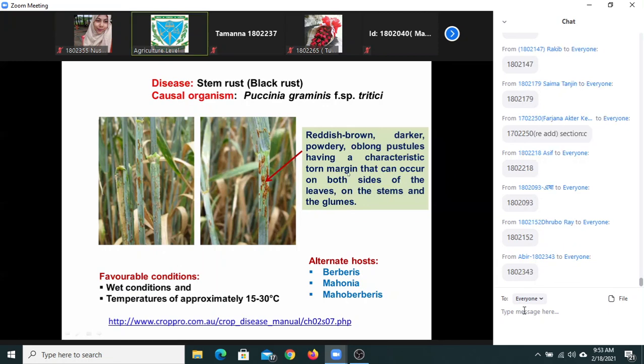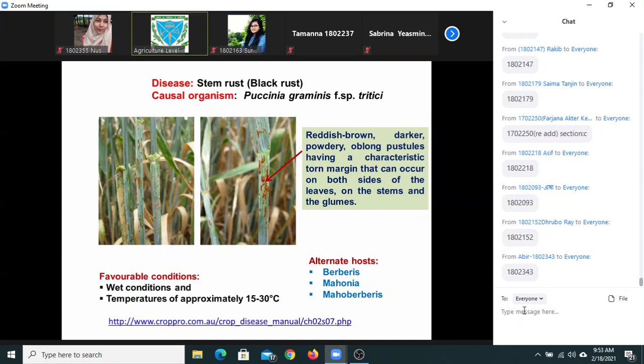Torn margin means the margin looks torn or split. Torn margin can occur on both sides of the leaves, on the stems, even on the glumes. Glumes also show rust, stem rust. We call it black rust. Black rust, Puccinia graminis f. sp. tritici.